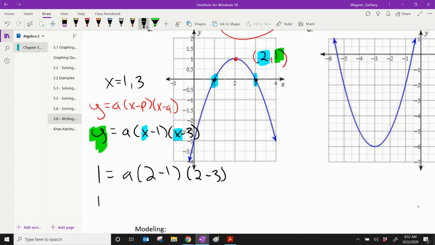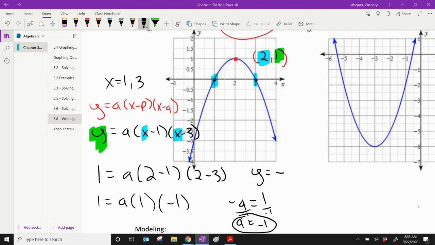What that becomes? 2 minus 1 is 1. 2 minus 3 is negative 1. A times 1 times negative 1 is negative a. And if negative a equals 1, a divided by negative 1, divided by negative 1, a is negative 1. Boom. You plug that answer up here. What you get? y equals negative 1 times (x minus 1) times (x minus 3). Boom. Very nice.